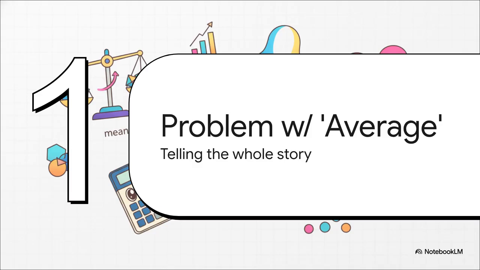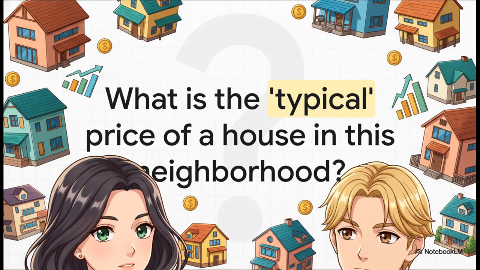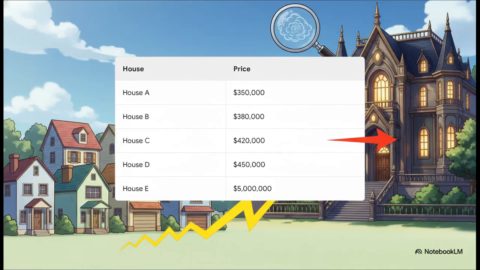All right, let's start with the big problem. That word, average. It feels simple, but depending on how you calculate it, you can get totally different answers that paint very, very different pictures of the same data. To really see what I'm talking about, let's imagine we're trying to figure this out. You want to know what a typical house costs in a certain neighborhood. Seems easy enough, right?